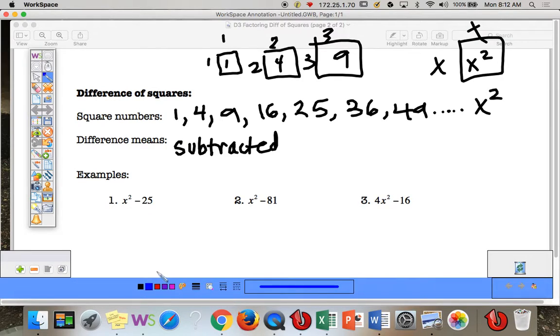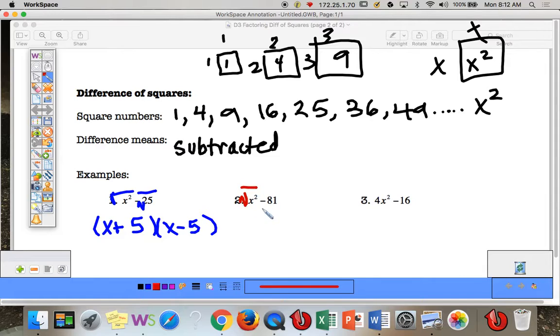All right, so how do we use this pattern? If both terms are square numbers being subtracted, you take the square root of each one. So the square root of x squared is x, so I'll put two sets of parentheses, two x's, put a plus and a minus. The square root of 25 is 5. So in either order, you can write x plus 5, x minus 5.